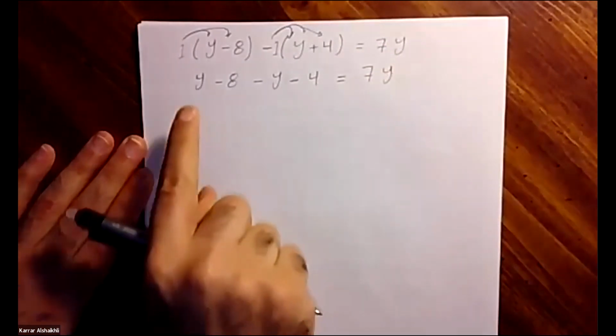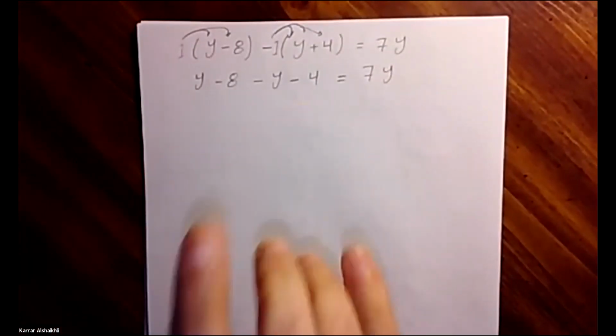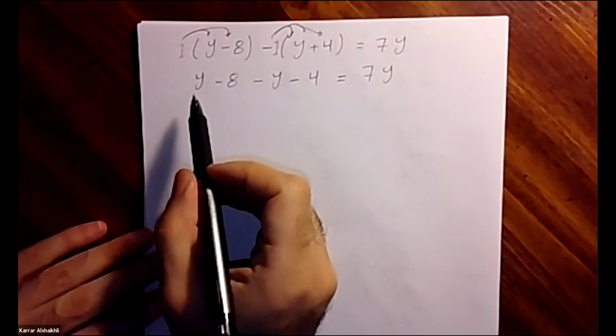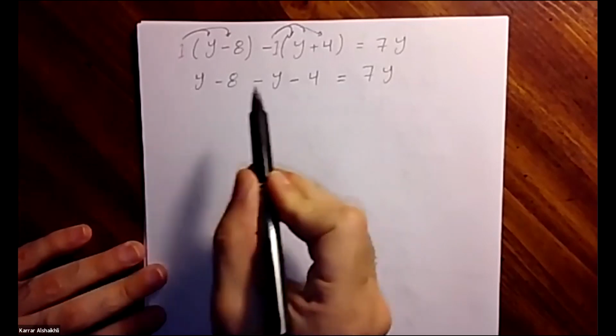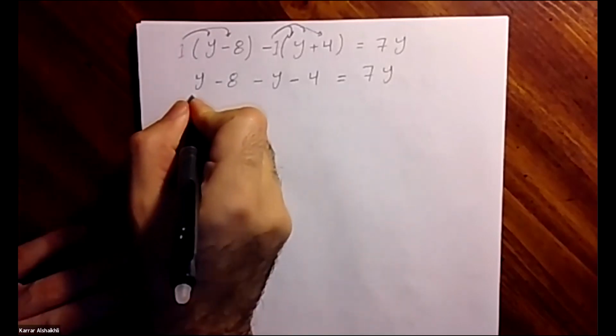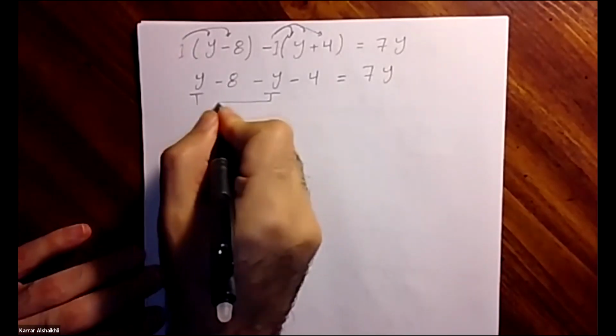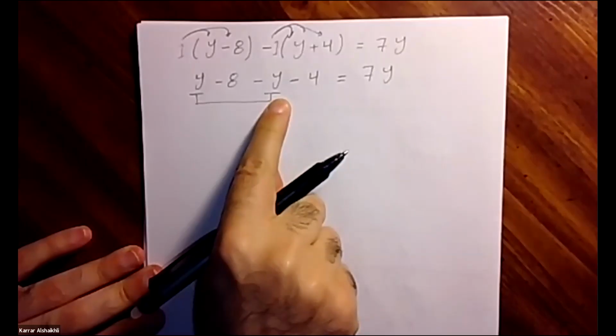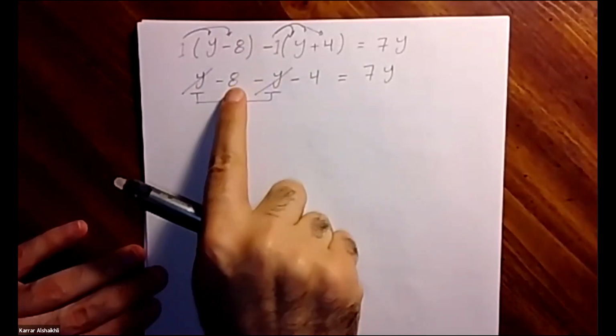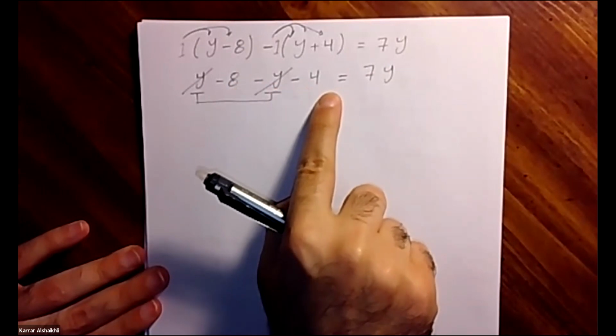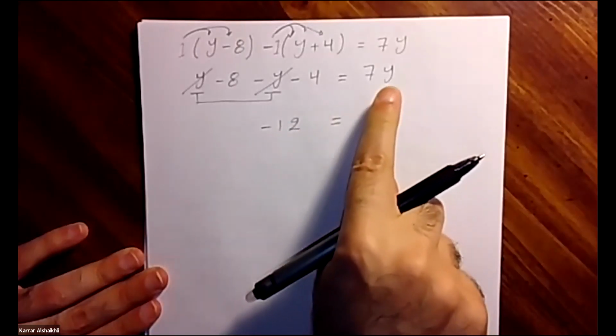7y. Now tell me here, do we have like terms? y minus y, are these like terms? Yes. So y minus y, how much is the result? 0. That means cancel this one with this one. -8 minus 4, how much is it going to be? -12. So here is -12. So -12 on this side. What about the other side?